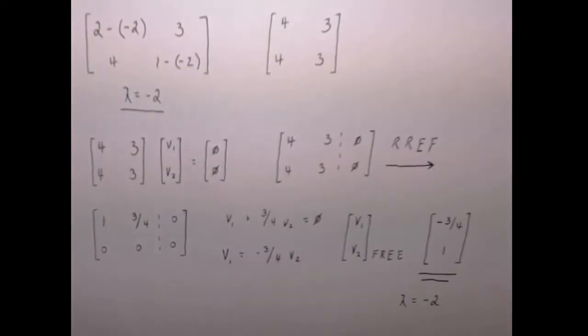I went ahead and solved for our second eigenvector by plugging in -2 for lambda. And that's how you find eigenvectors and eigenvalues of a 2x2 matrix.